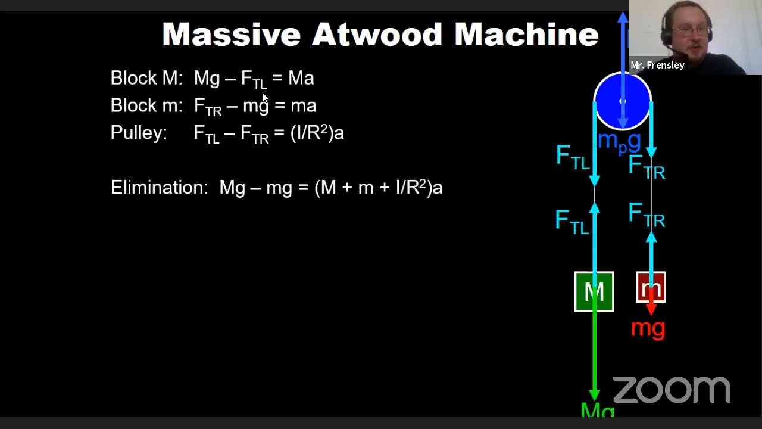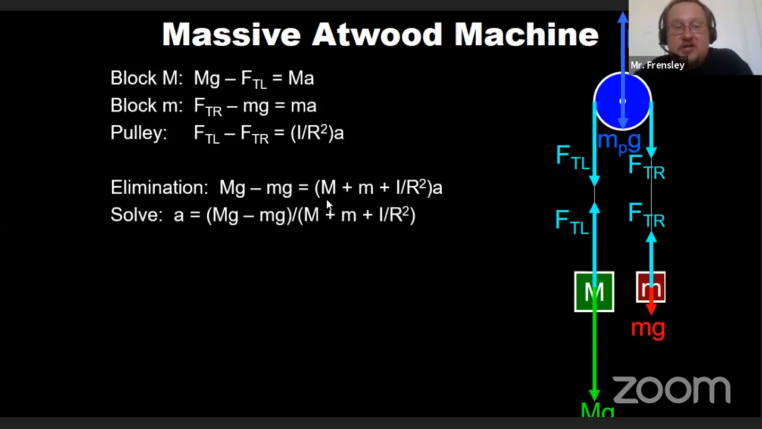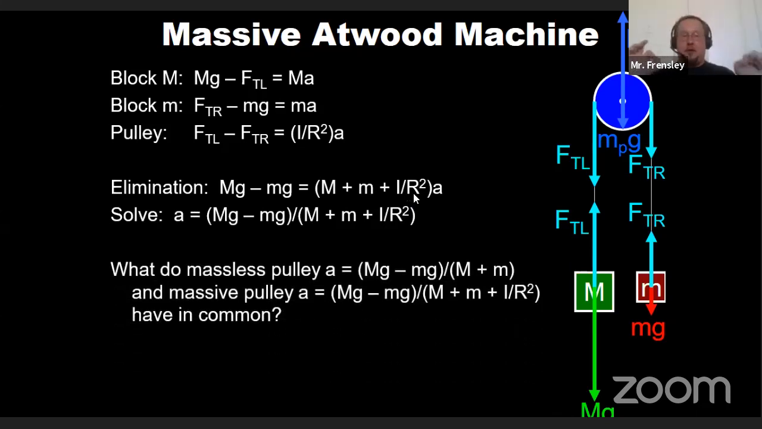If you do elimination, you'll see that the big M g and little m g survive the elimination, but all the tensions cancel out. We get almost the same thing we got before. Big mg helps everyone go. Little mg holds everyone back. But look at what we have. We don't just have the big and little m, but we have additional inertia from the pulley.